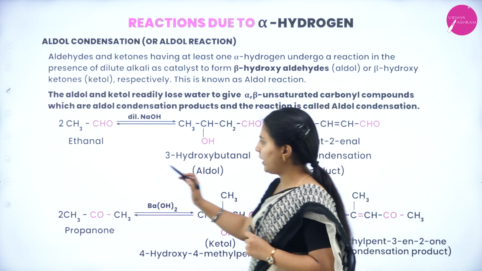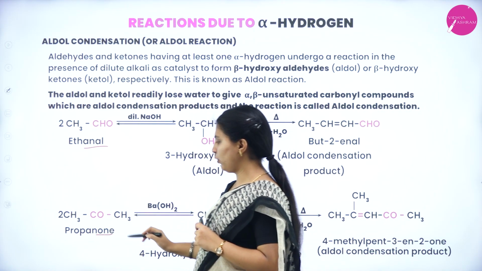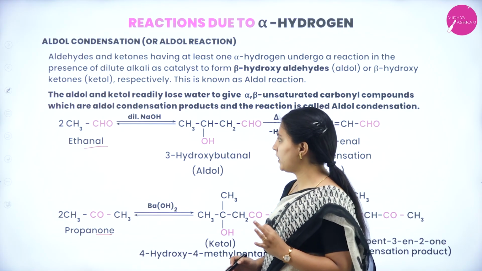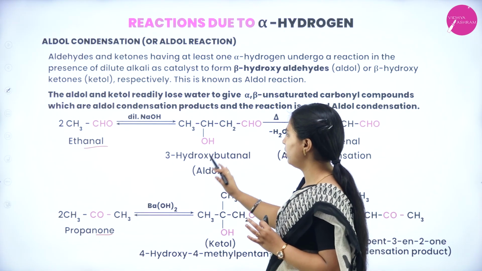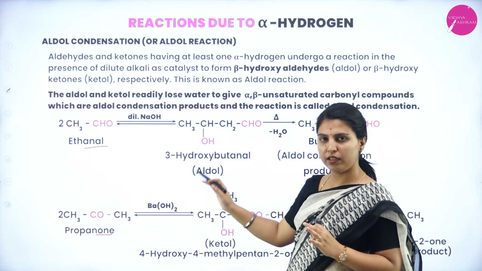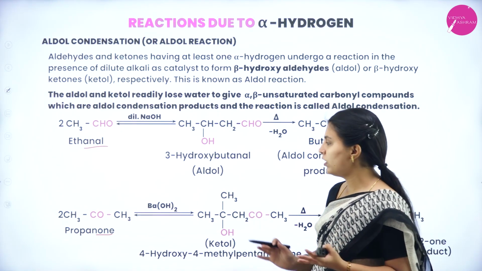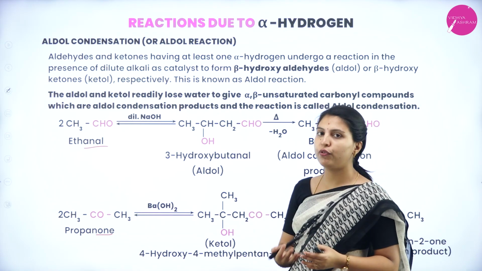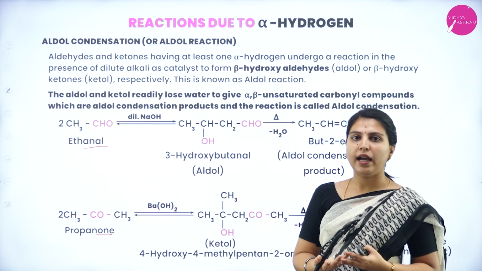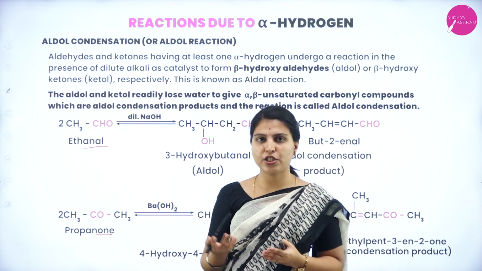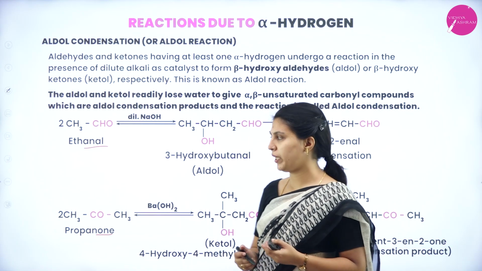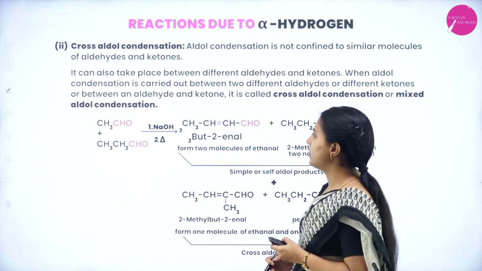One is from an aldehyde, and one is from a ketone. Here you may observe that due to the alpha hydrogen, it is present here also. We have already seen that the aldehyde has 3 alpha hydrogens and the ketone has 6 alpha hydrogens. Due to these alpha hydrogens, both will form aldol and ketol as well as aldol condensation products. Next, cross aldol condensation.